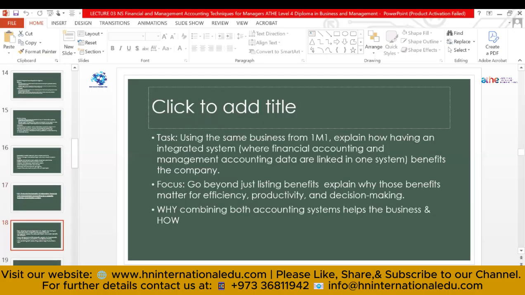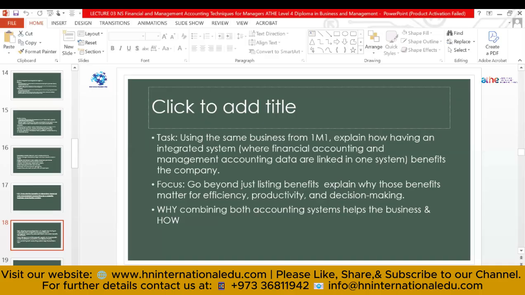The question is asking us, using the same business from 1M1, that is, this is the continuation of one merit, one part, now one distinction one, explaining how having an integrated system, that is where financial accounting and management accounting data are linked in one, using both accounting systems together side by side, benefits the company.